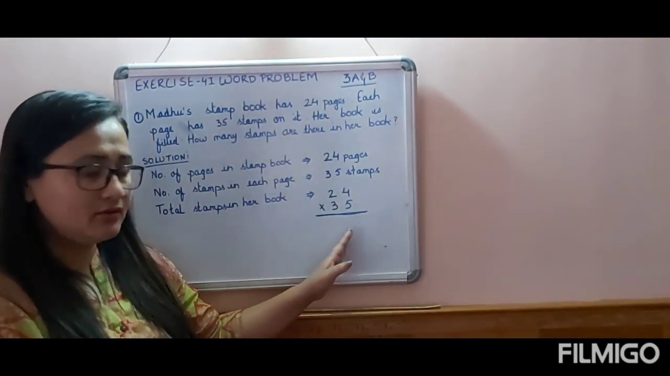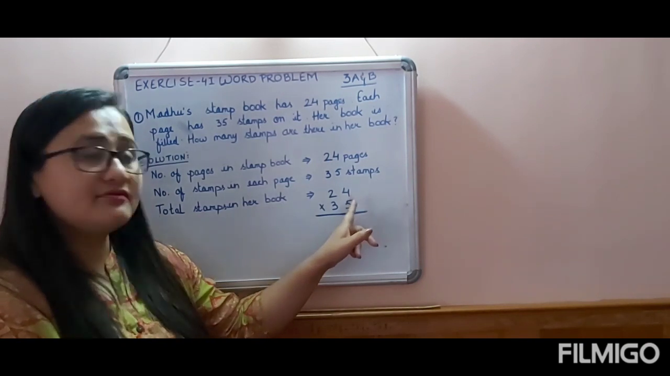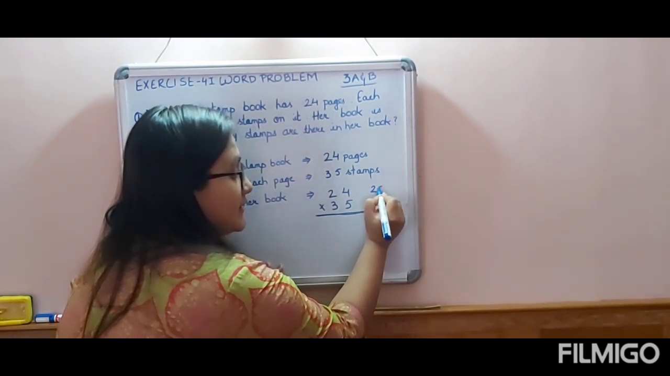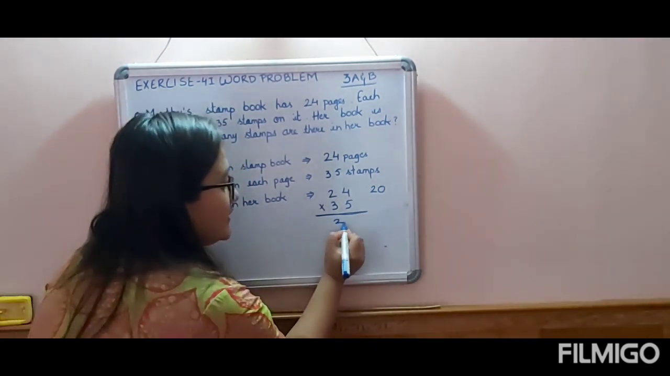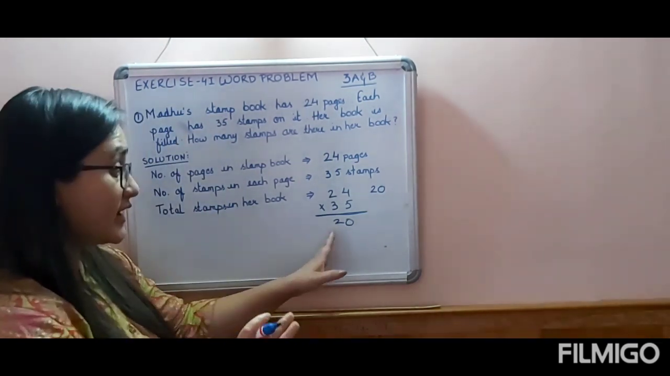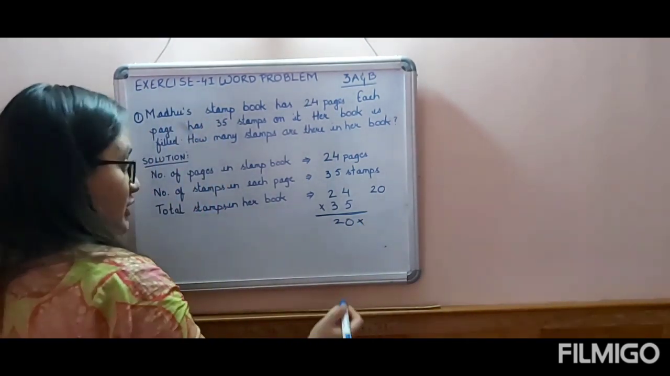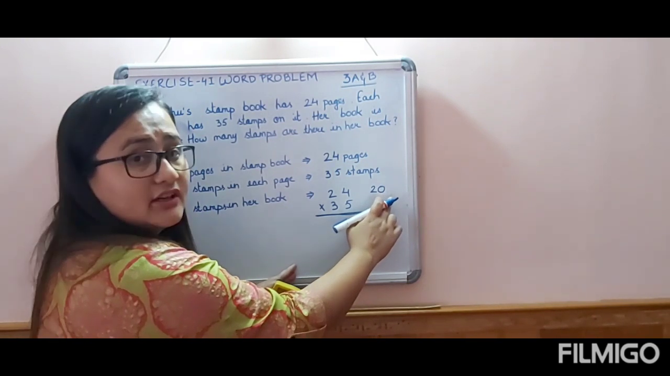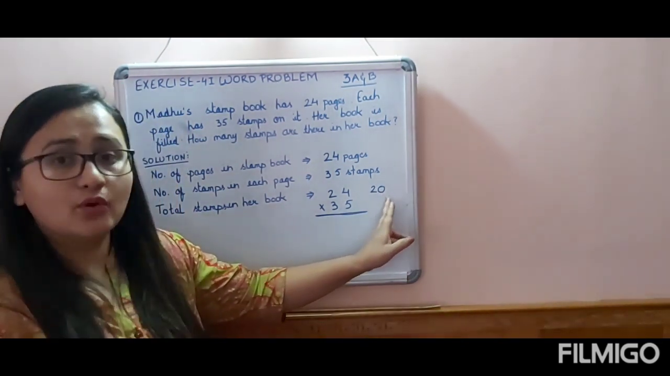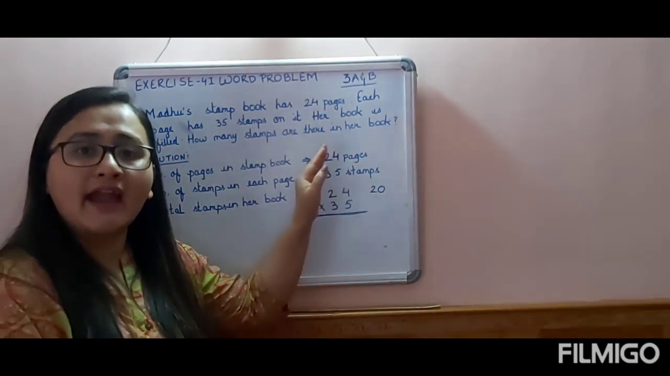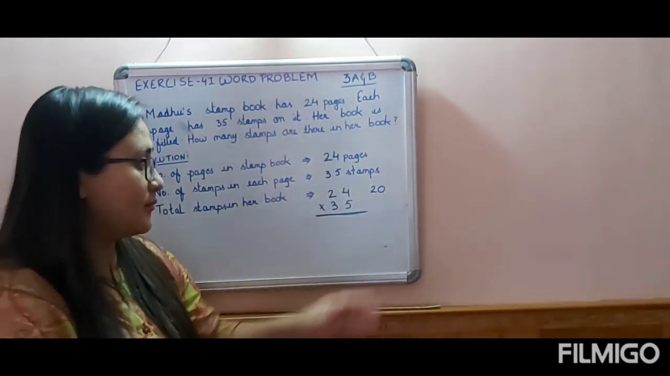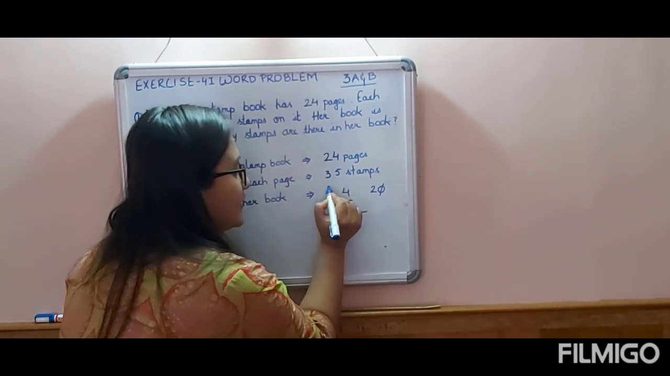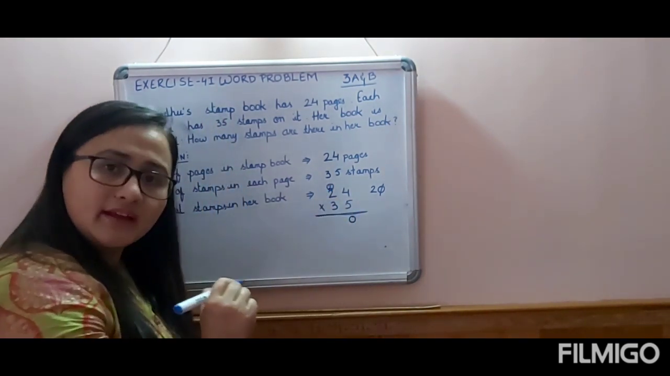So look at the board now. What is 5 fours? 5 ones are 5, 5 twos are 10, 5 threes are 15, 5 fours are 20. And you cannot write 20 like this. Ma'am has taught you, this will be wrong. You have to write only the number which is in the ones place, and your other number will be carried over. So you write 0 here, and your 2 will be carried over.